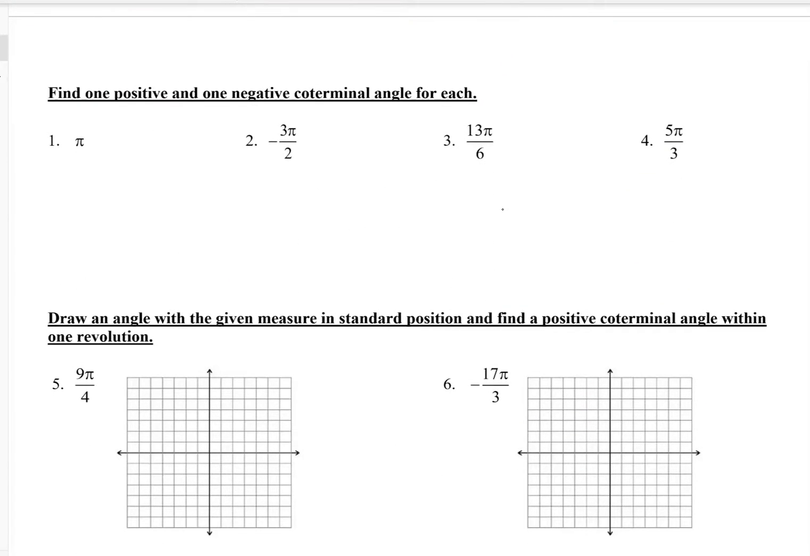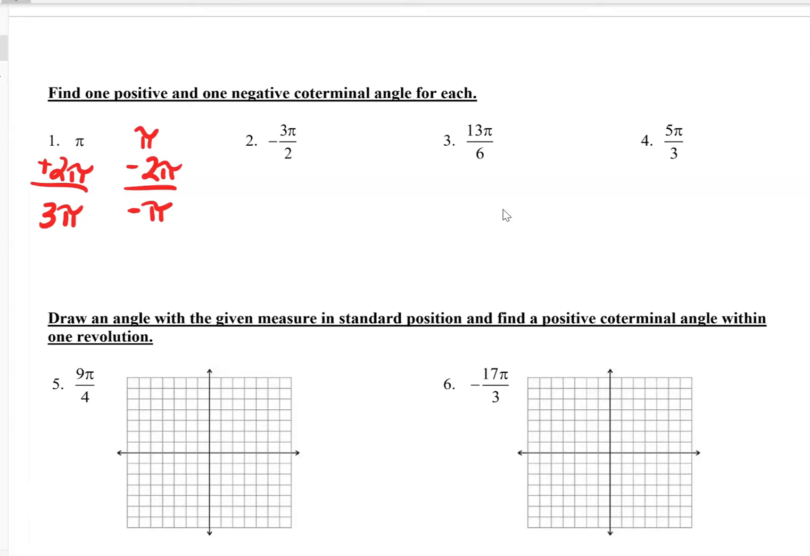First, pi. It's asking us to find one positive and one negative coterminal angle for each. First we can add 2 pi. That gives us 3 pi. Or we can subtract 2 pi. And that gives us negative pi radians.